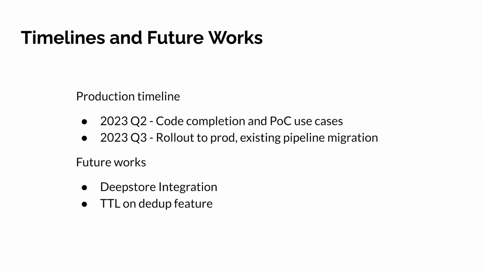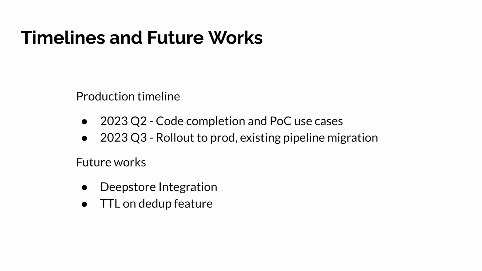Yeah. So the production timeline at Uber is that we have done code complete in Q2. I think the diff is approved. There are some minor comments that we have to resolve before merging this into master, but I'm working on that. And next, we have onboarded some POC use cases in some clusters.